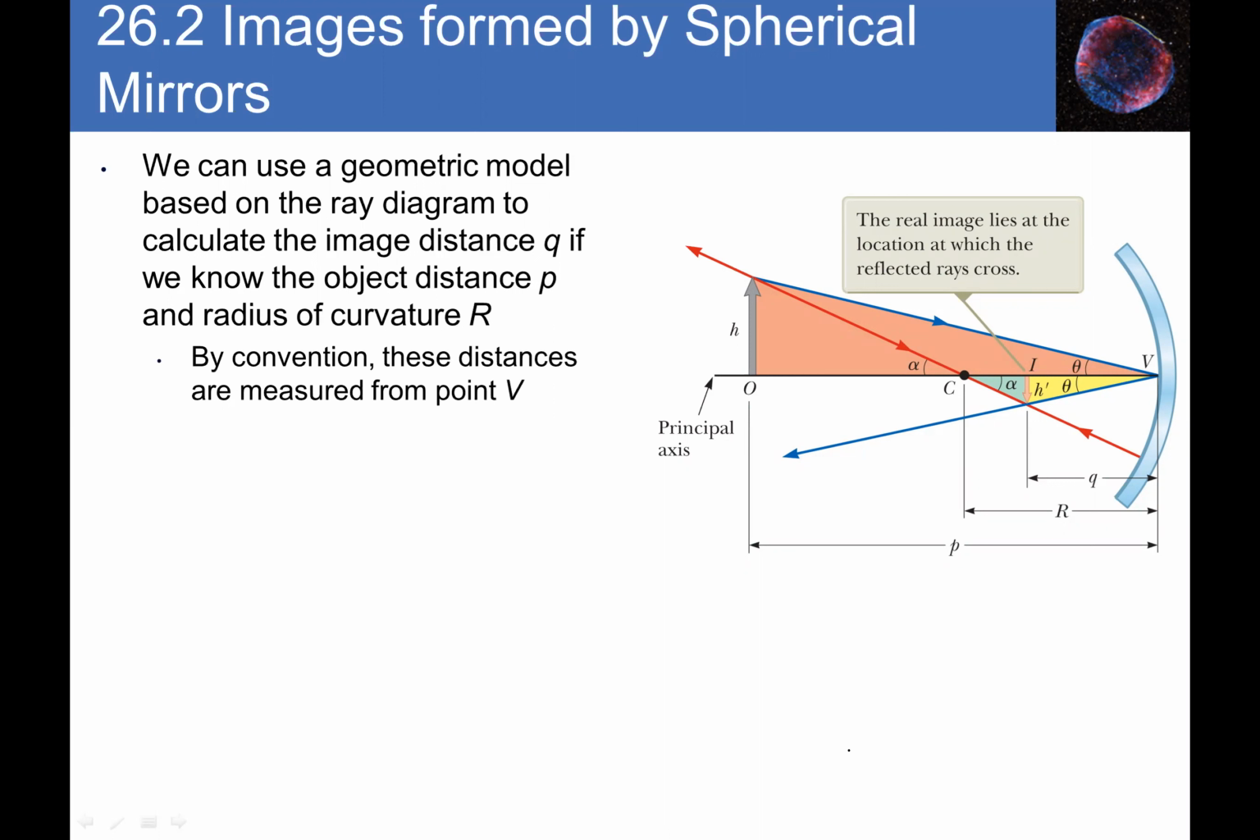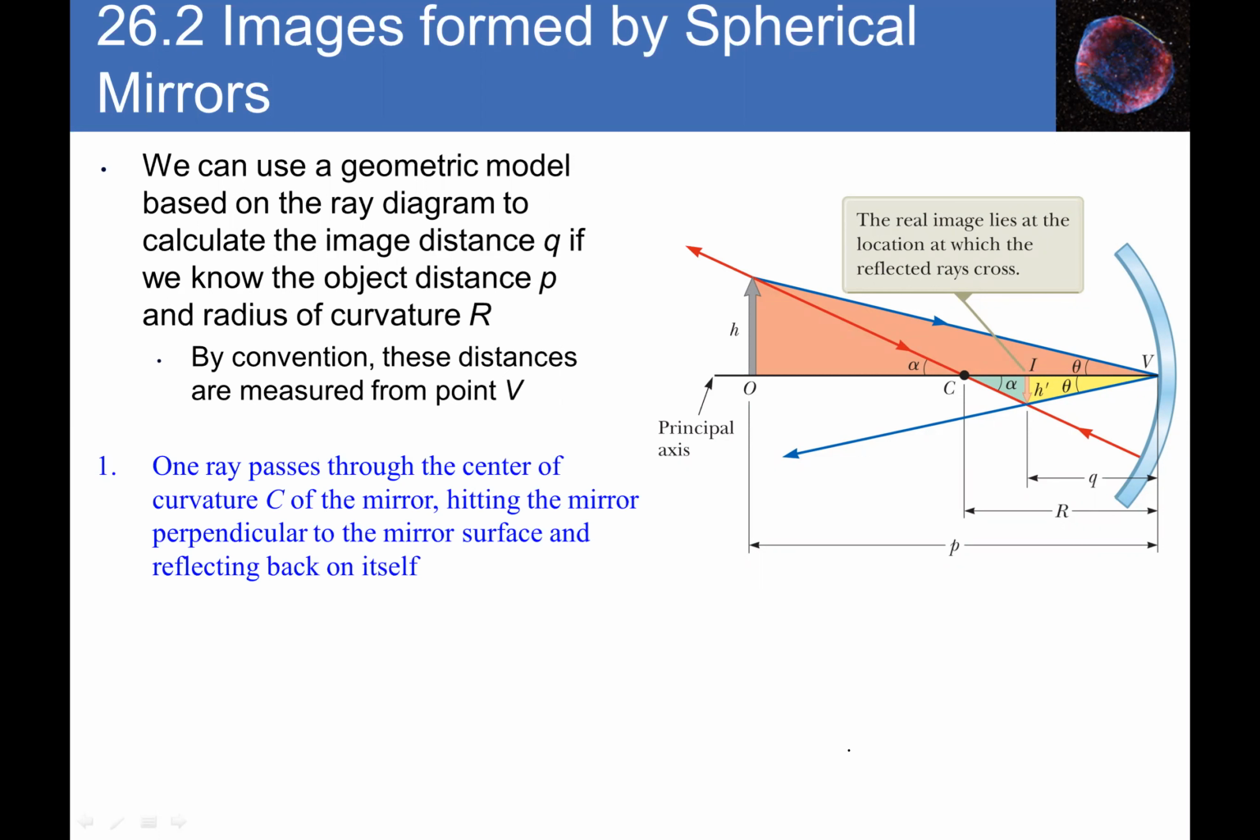All right. So by convention, these distances are measured from the point V. Remember, the distance of the object, the distance of the image, point C, and all of those things. So one ray passes through the center of the curvature C of the mirror, hitting the mirror and reflecting back on itself.